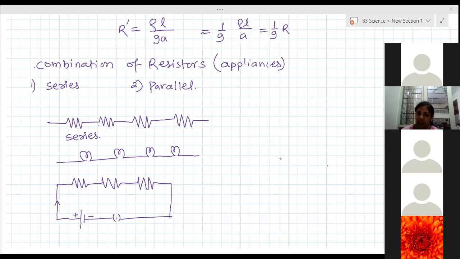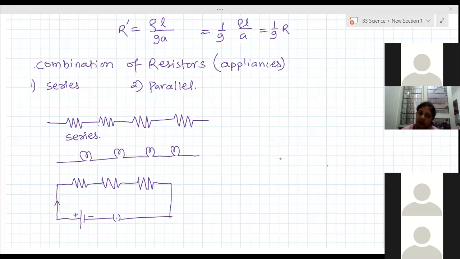Able to understand? Series means? Yes, ma'am. So there is only one path for the current to flow. Therefore the current value remains the same across each resistor. Then such a combination is called series combination. And parallel means all the appliances are connected to the battery separately.